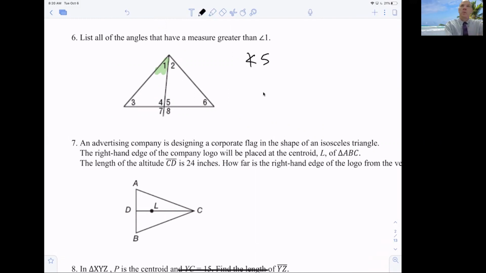Anybody else? Go ahead. Angle 7. Yeah, angle 7 also, right? Because again, that's the exterior also. And you can also say that those are vertical. Yes, sir.